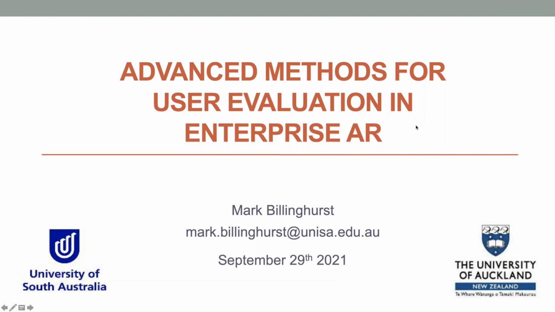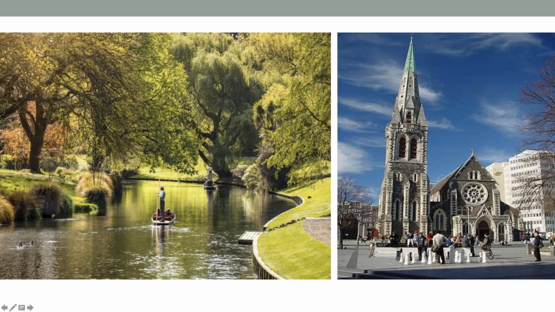First of all, though, I'd like to talk to you about where I used to live, which was in Christchurch, New Zealand. So these are some pictures from Christchurch. On the left, Christchurch has the River Avon flowing through it, which is a very beautiful river. And on the right-hand side is the cathedral, which is in the centre of town.